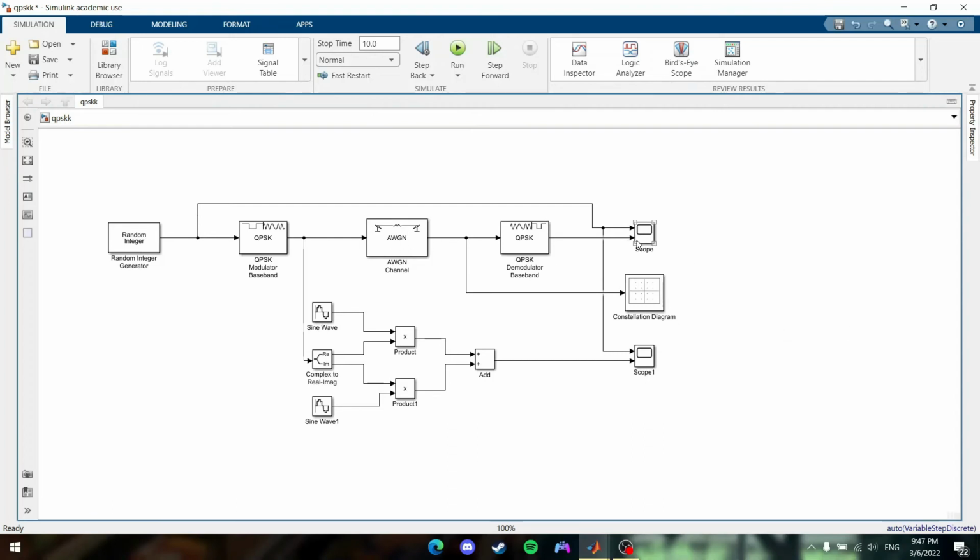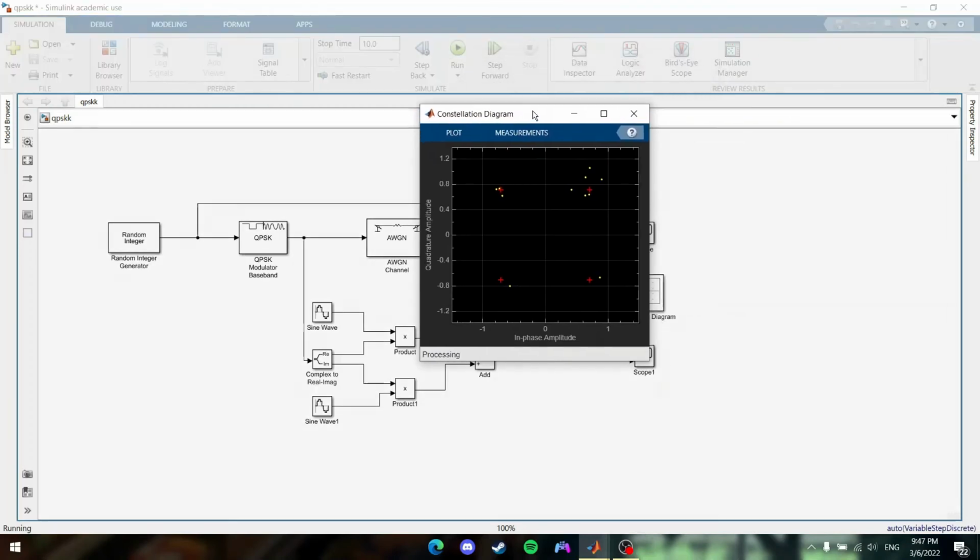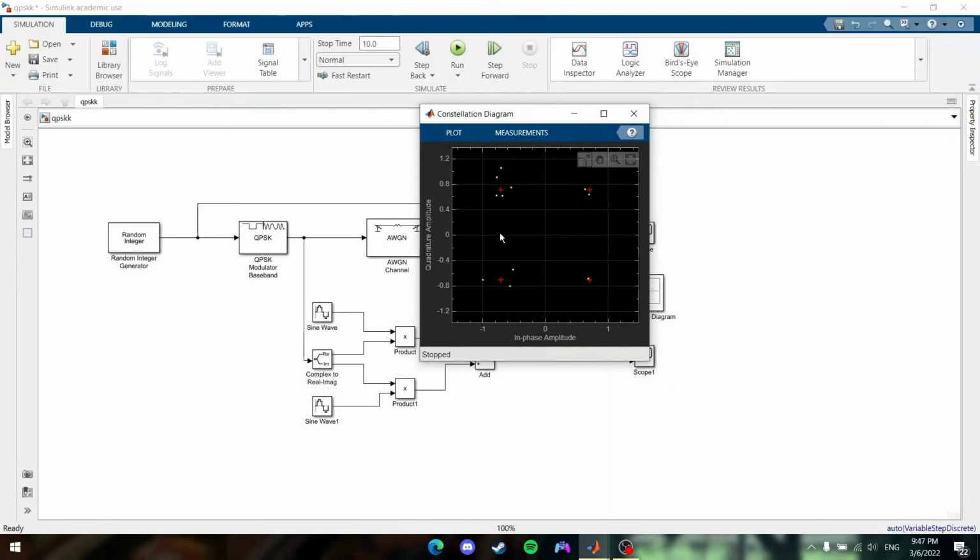So when I run the simulation here, we can see here that there are 4 points here. Okay, we can see 4 points here, and these yellowish dots here is the noise from the AWGN channel. What we need to focus on is that the dots here are focusing on these red dots here. It doesn't spread too much, so it means that our QPSK modulation and demodulation is working fine.